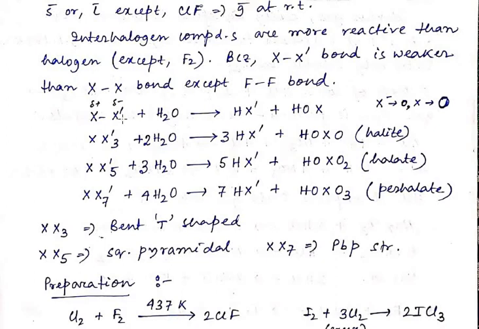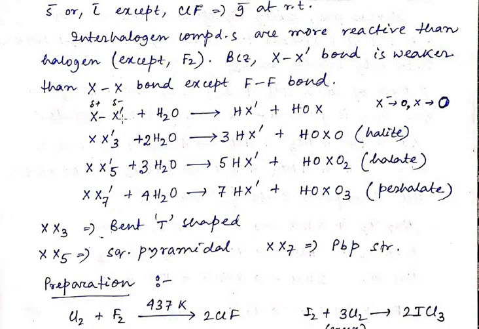Again, if I take another interhalogen compound like XX'3, when it reacts with water it will form HX' plus HOXO, which is known as the halite. Again, if I take XX'5, when it reacts with water it will form HX' along with HOXO2, which is known as the halate. If I take XX'7 like IF7, when it reacts with water it will form HX' along with HXO4, which is known as the perhalate.